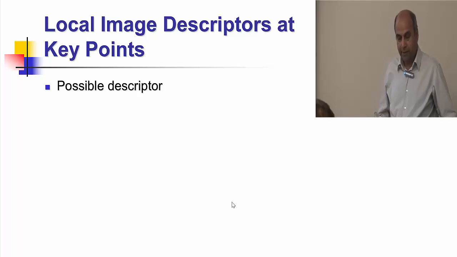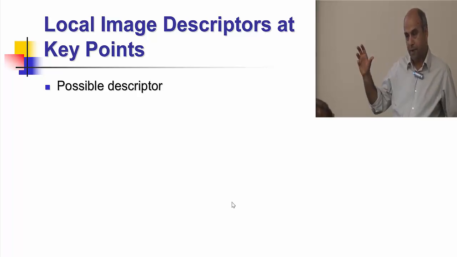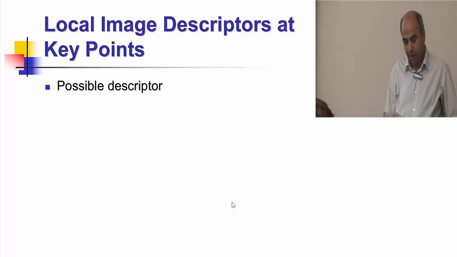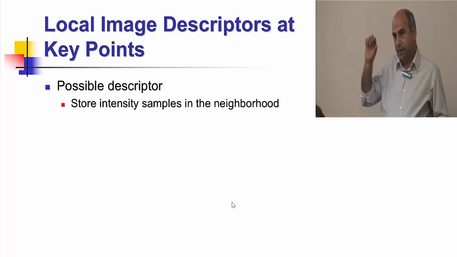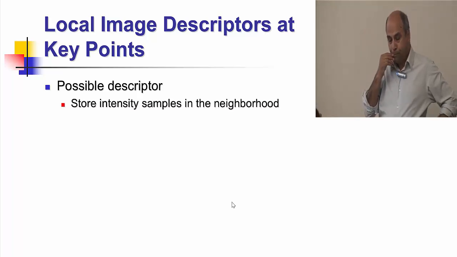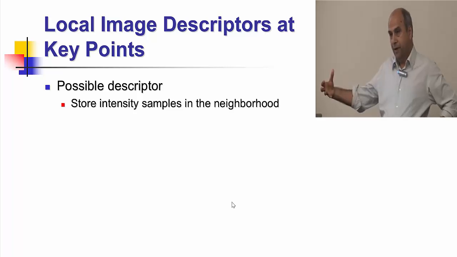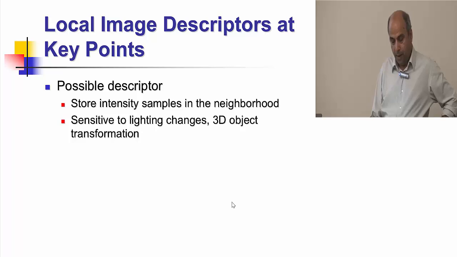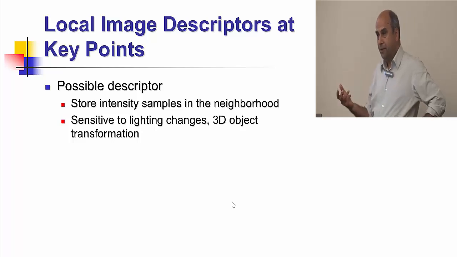Now the question is, what should be the descriptor around a small interest point? A possible descriptor is to look at the small neighborhood and get the intensity values of that image. But intensity values will be sensitive to noise, lighting, and so on. They're not stable. Okay.